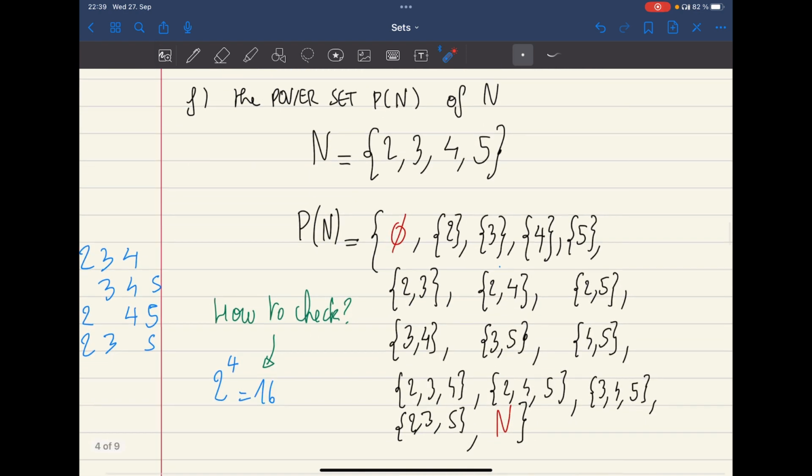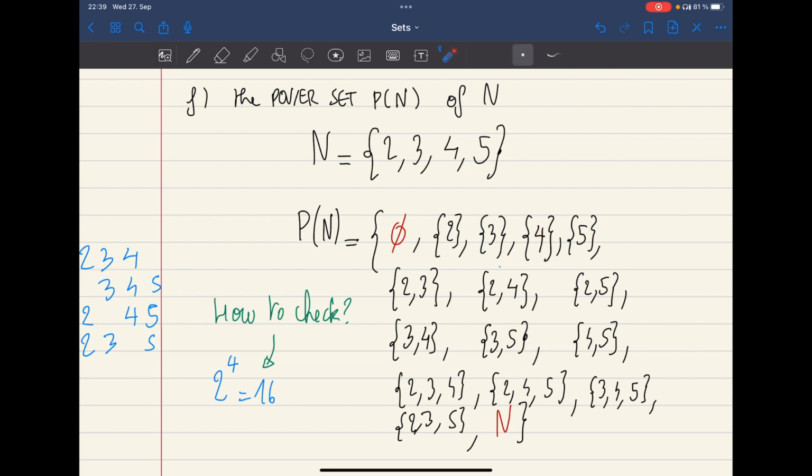Now, more interesting, the power set P of N. So here is N, and what is a power set? It's a set of all subsets of N. So we count: the subset without elements is the empty set. What are the subsets with one element? 2, 3, 4, and 5.